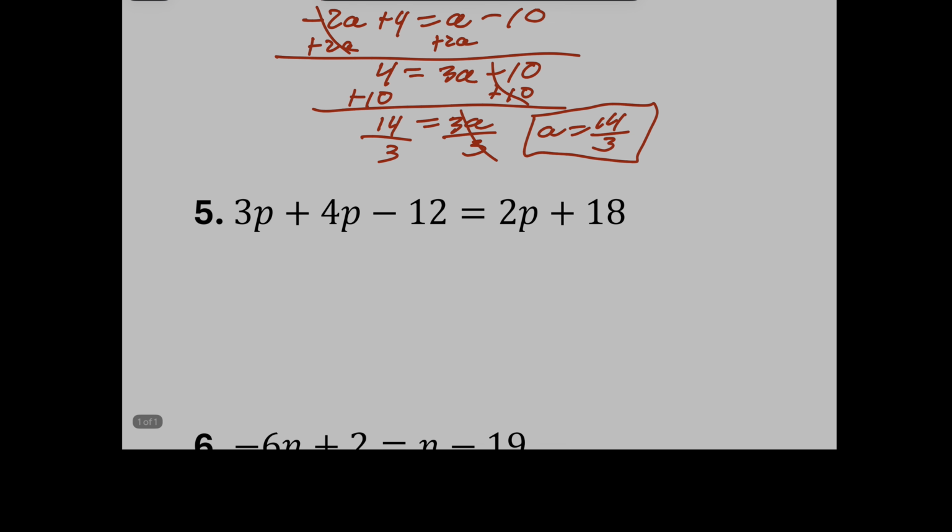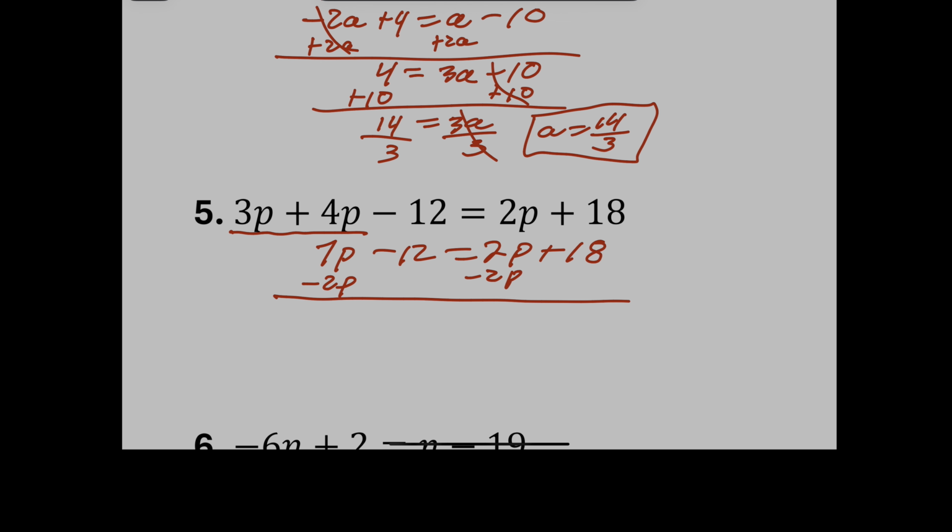Here we go. Number 5, I've got some p's that I can combine. So I'm going to go 7p minus 12 equals 2p plus 18. Let's keep our p's positive, and the best way for me to do that is to subtract 2p over here. Okay, I have 2p.